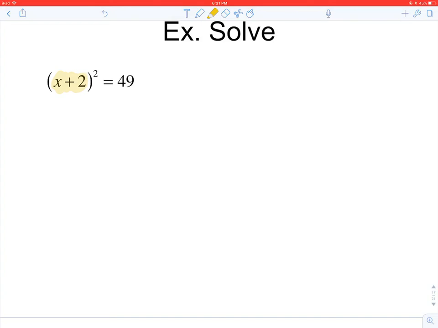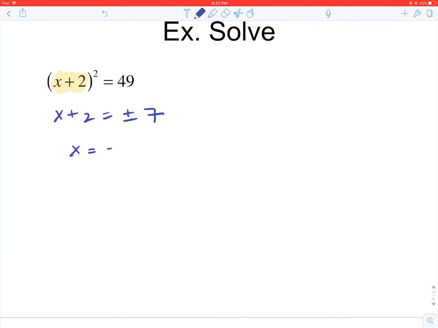Okay. So we want to get to the x plus 2 because the x plus 2 is being squared. So we take the square root of each side. We'll get x plus 2 equals plus or minus the square root of 49, which is 7.